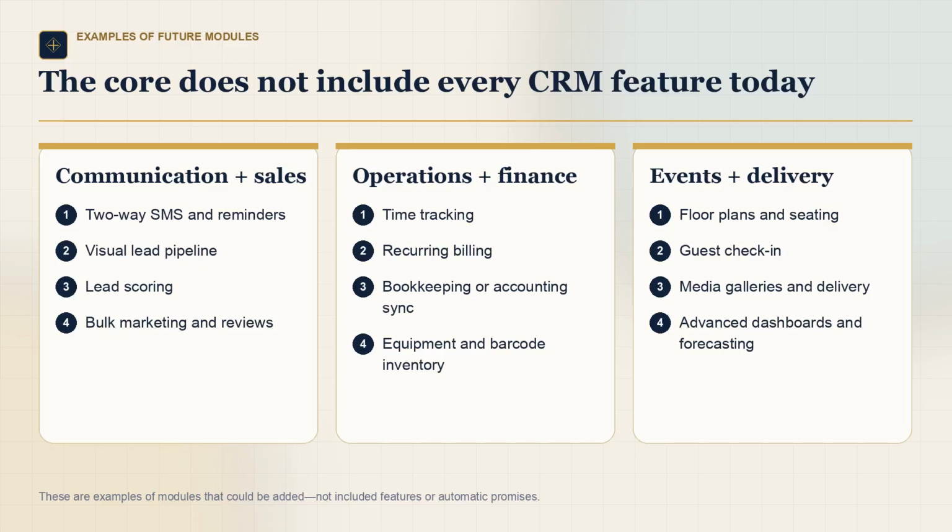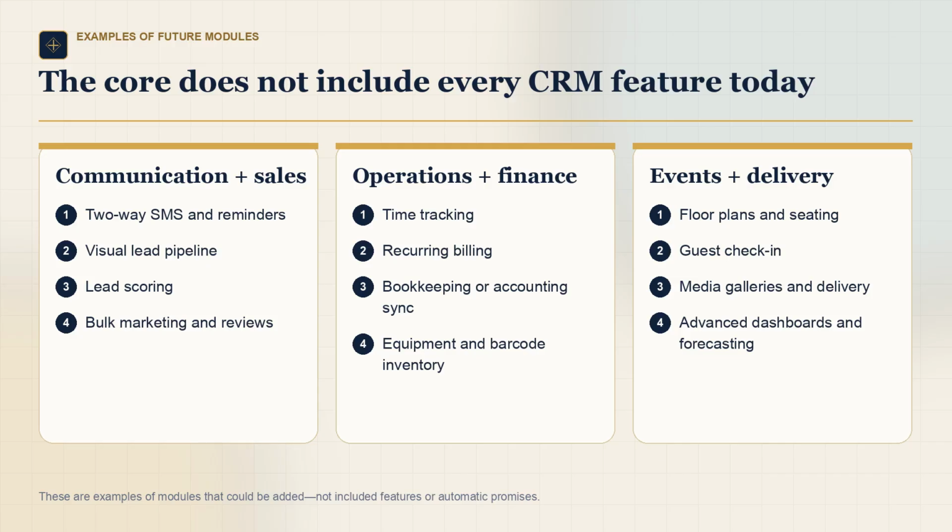Examples of capabilities that are not included today include two-way SMS and automatic text reminders, a visual sales pipeline with lead scoring, time tracking, recurring billing, bookkeeping or QuickBooks synchronization, equipment inventory, floor plans and seating charts, guest check-in, client media galleries and delivery, bulk marketing, and advanced forecasting dashboards. Those examples are not promises that the features already exist. They show what you can add when your business needs something new.